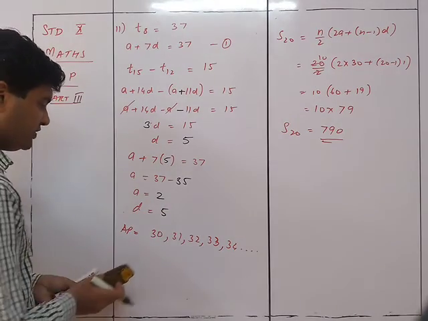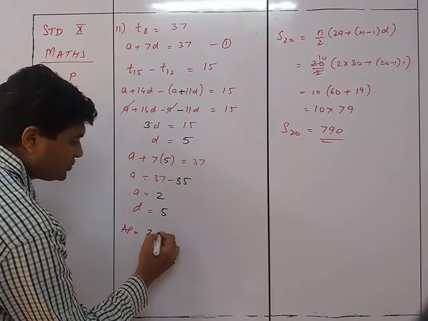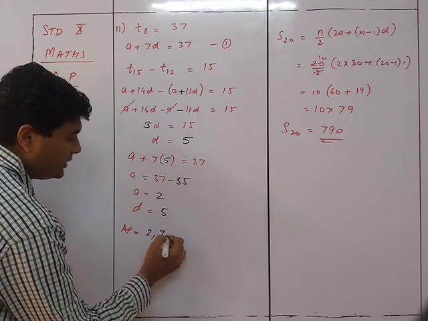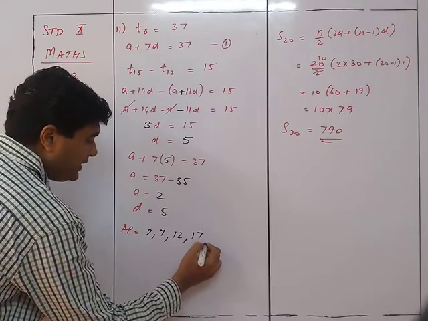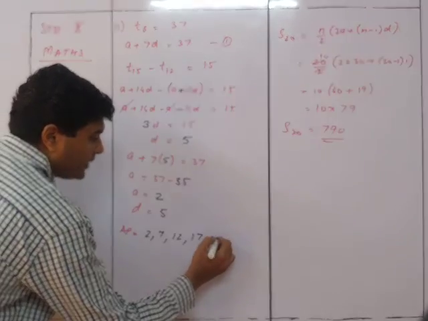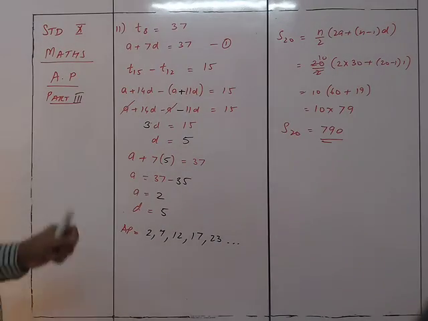So my AP first of all will be 2 plus 5 is 7, 7 plus 5 is 12, 12 plus 5 is 17, 17 plus 5 is 22, and so on. So that will be the AP.